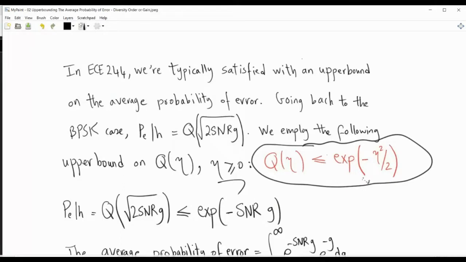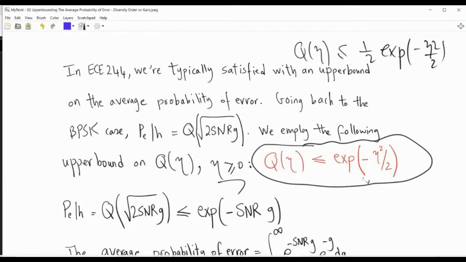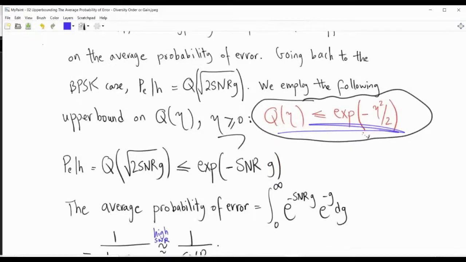If you have done the proof, you can show that Q of eta is less than or equal to 1/2 times this exponential. So there is a 1/2 here that you can show in your proof, but we will drop it. This is the upper bound that we will use in this course. We do not need the clutter of this 1/2. So let's go back to our conditional probability of error.